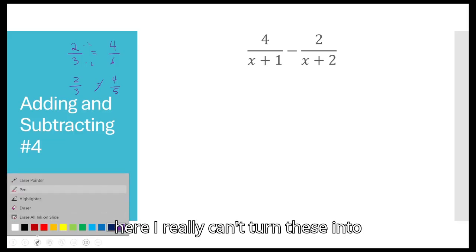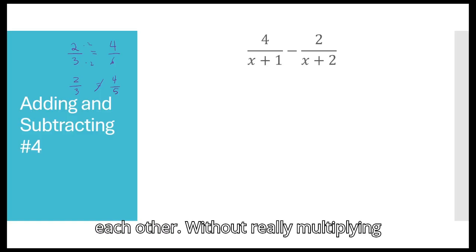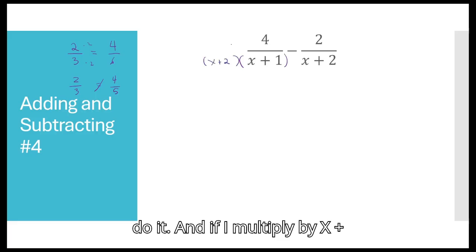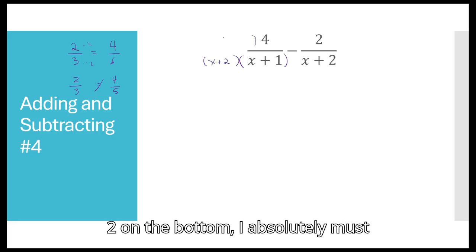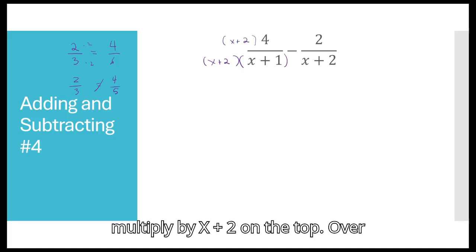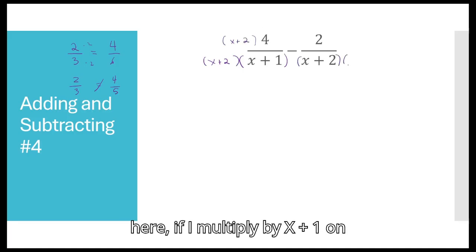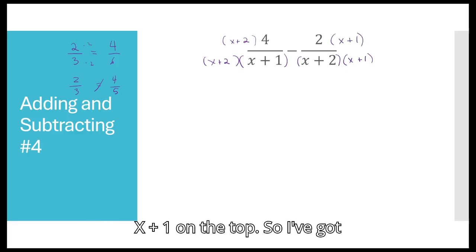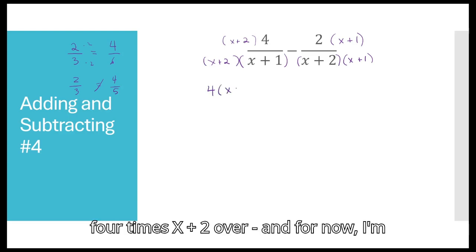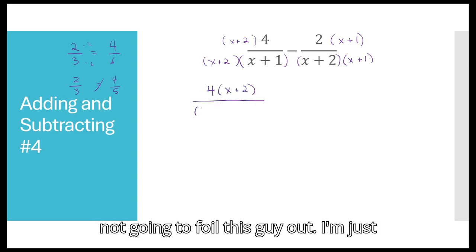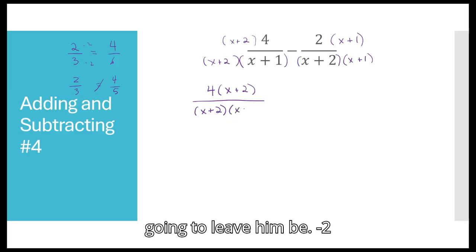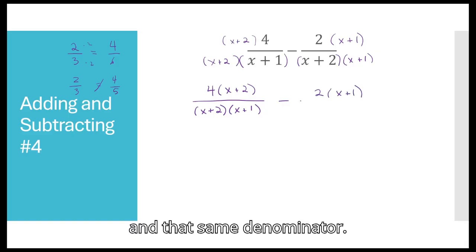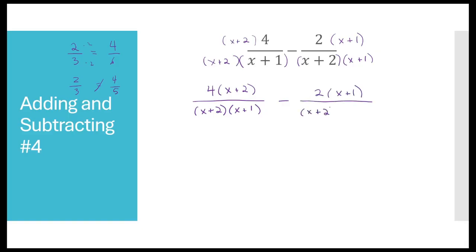So here, I really can't turn these into each other without multiplying them completely by each other. So gotta do it. If I multiply by x plus 2 on the bottom, I absolutely must multiply by x plus 2 on the top. Over here, if I multiply by x plus 1 on the bottom, I absolutely must multiply by x plus 1 on the top. So I've got 4 times x plus 2 over, and for now I'm not going to FOIL this guy out, I'm just going to leave him be, minus 2 times x plus 1, and that same denominator.